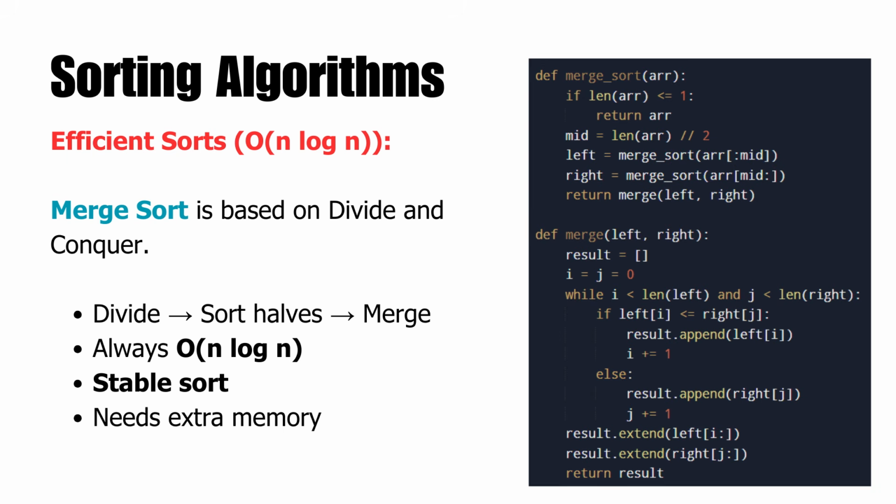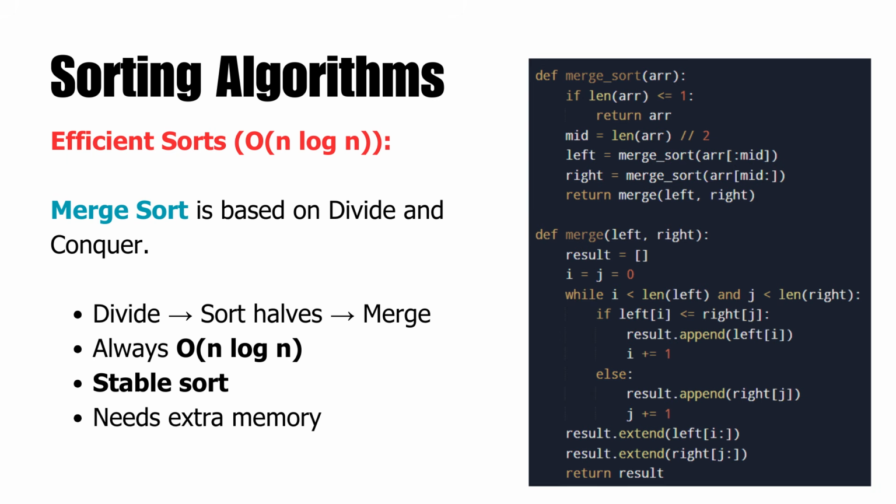One of merge sort's greatest strengths is its consistency. It always runs in O(n log n) time, whether the input is already sorted, reverse sorted, or completely random. It's also a stable sort, preserving the relative order of equal elements, which is crucial for applications like sorting database records with multiple fields.